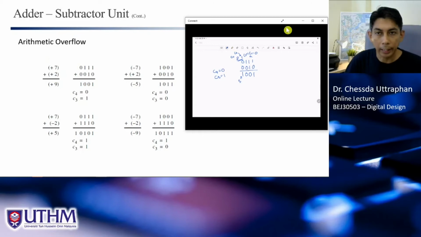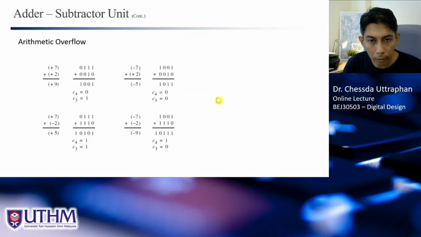And look at the second case where here is minus 7 and this is positive 2 plus, and the result should be minus 5. Right? So minus 5 is actually within the range, right? Remember, the range is minus 8 to positive 7. So minus 5 is within the range. So the result should be no issue, no problem with the result.